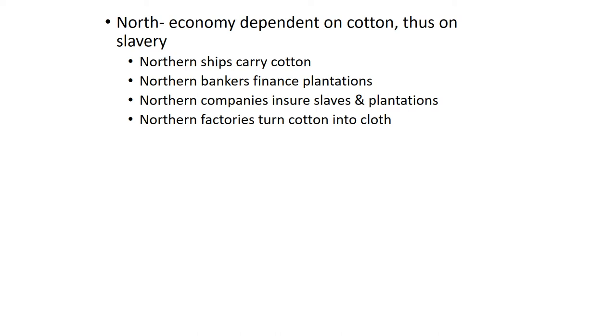So the factories are all in the north. Not all. There's a few factories in the south, but do you know where they were? The upper south, where you can't grow cotton as well. That's where they built the few factories they had. So everything in the south revolves around growing cotton, eventually even in places in the south where you can't grow cotton. So what about the north?